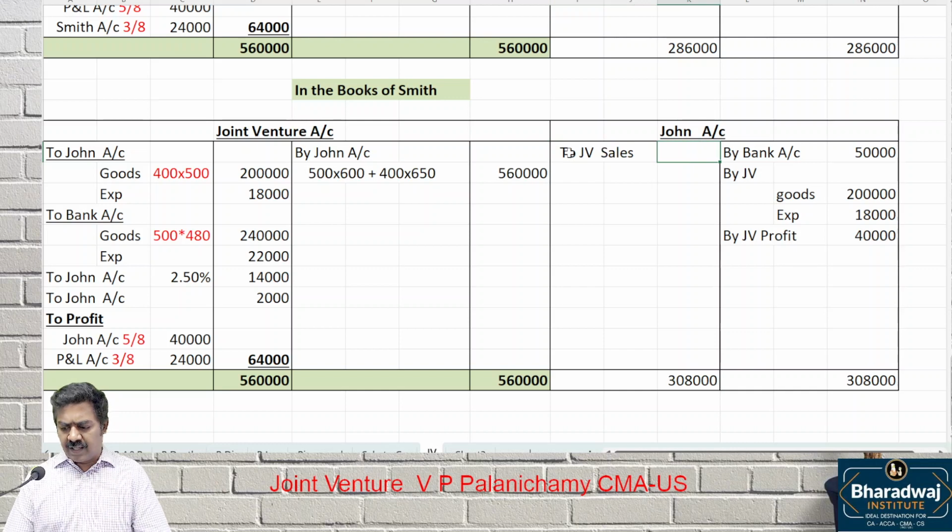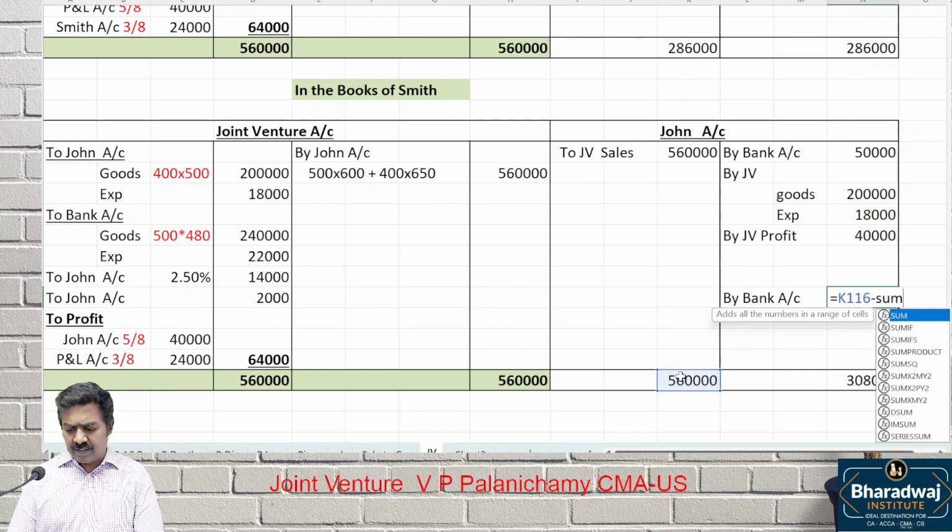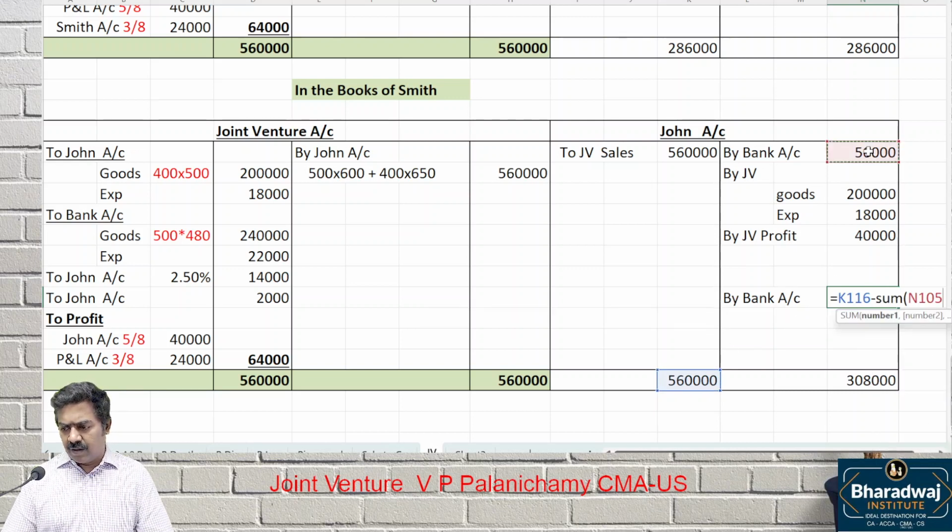What are the sales collected by him? 5,60,000 collected. So the total is 5,60,000. Balance money will be collected. By bank account, balance money will be collected. How to collect the balance? 5,60,000 minus all these things. Balance money will be collected. What is the balance money? 2,52,000.